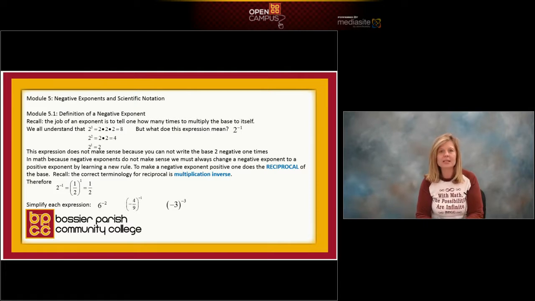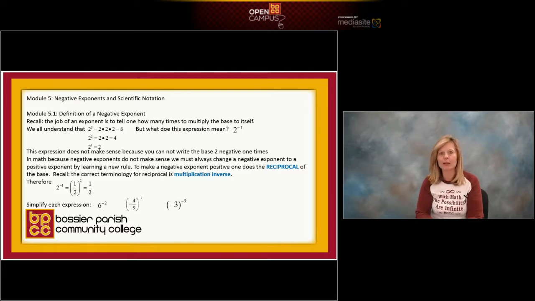So what happens in math is we have a trick. To me, it's like a magic trick. There is a way you can take any exponent that's negative and make it positive. Now, don't think you're just going to take your eraser and erase the little negative sign. That's not how the trick works. The rule is to make a negative exponent positive, you do the reciprocal of the base.